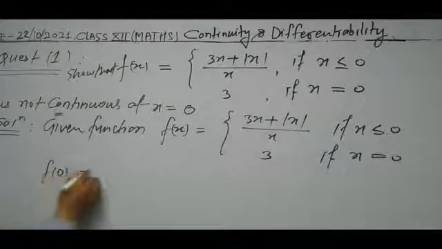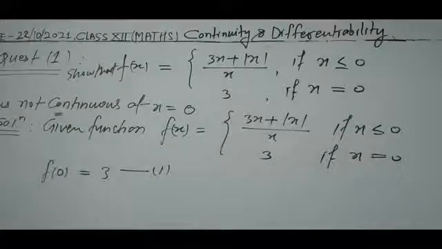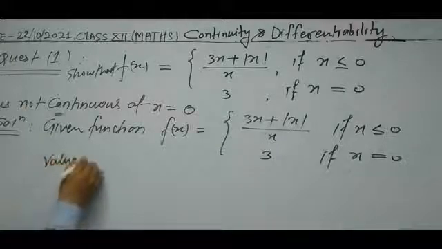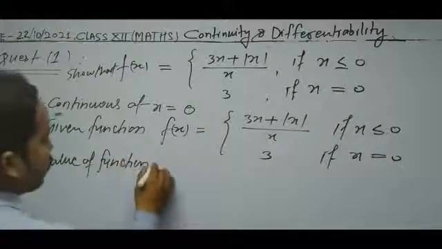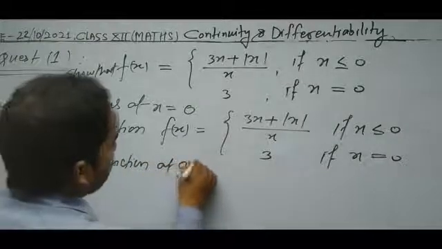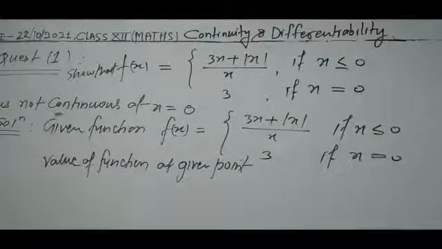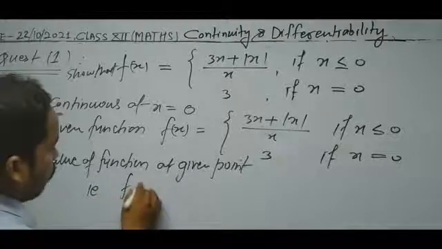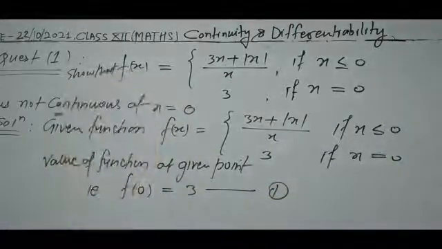Now it is clear that f(0) = 3. Consider this equation 1. This is the value of the function at the given point. So we can write f(0) = 3. Consider equation 1.